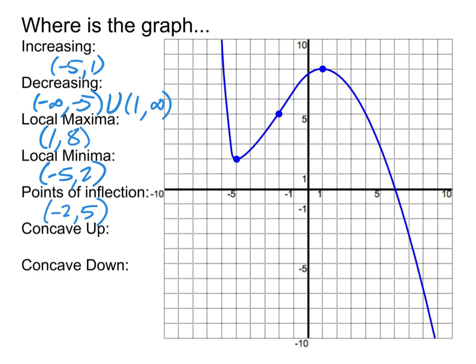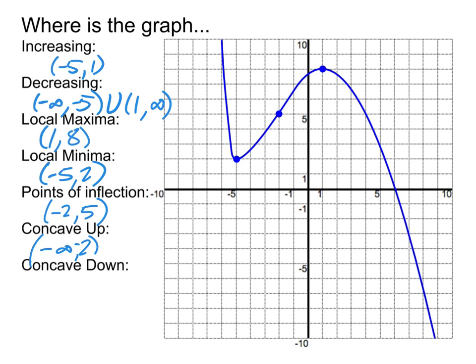So, where is this graph concave up? Looks like all the way from -infinity up to here. Notice the cave is opening upward through there, right? So, -infinity up to -2. Now, on that interval, yes, it is concave up.